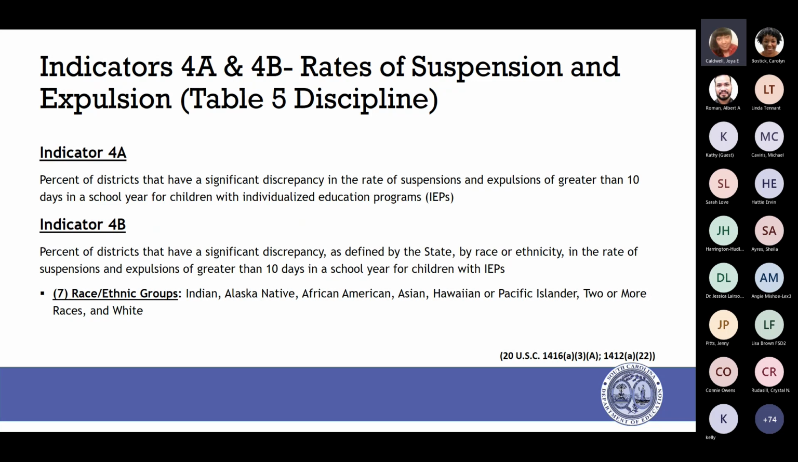Indicator 4 will take into consideration 2 rate ratios. They're designed to identify districts with significant discrepancies in rates of long-term suspensions or expulsions. More specifically, we're going to look at out-of-school suspensions greater than 10 days. 4A will measure an overall rate at which suspensions and expulsions occur among students with individualized education programs within an LEA, while 4B will look more in depth at said rates among those students, but for each of the 7 reporting race ethnicities as listed. Next slide.